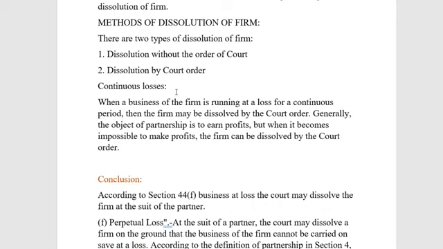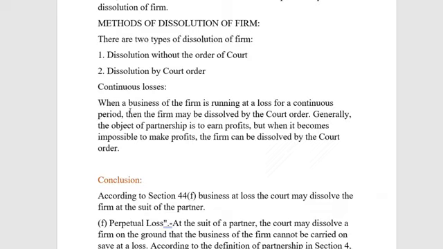So under section 44F, it has been given that when the business of a firm is running at a loss for a continuous period, then the firm may be dissolved by the court order. Generally, the object of the partnership is to earn profits. But when it becomes impossible to make profit, the firm can be dissolved by the court order. So this is the provision of law we can see.